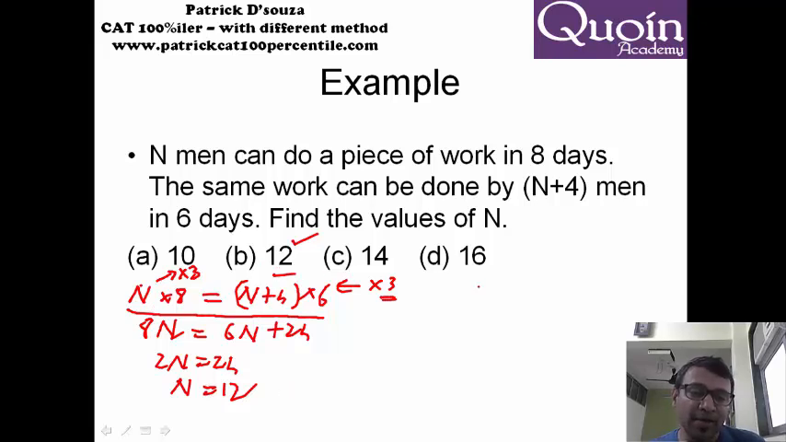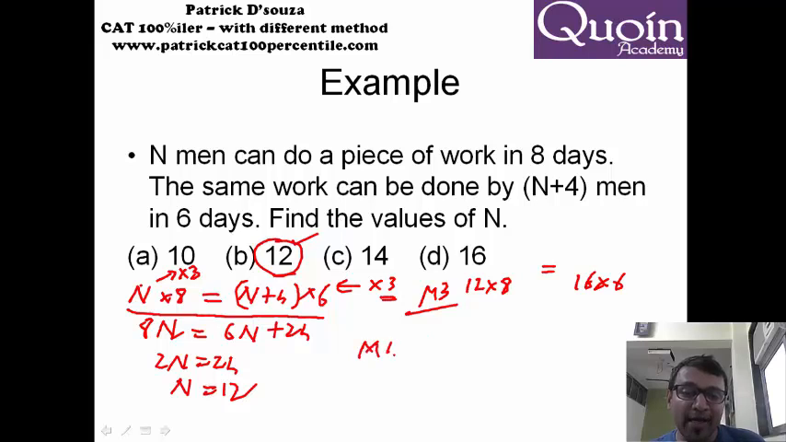Let's see the third method. Method 3 will be, can I use options? For example, if I have 12, can I substitute 12? I say n is 12, then 12 into 8 I can make out will be equal to 16 into 6. They both are equal, so 12 becomes the answer again. So this is method 3, where I substitute the option.